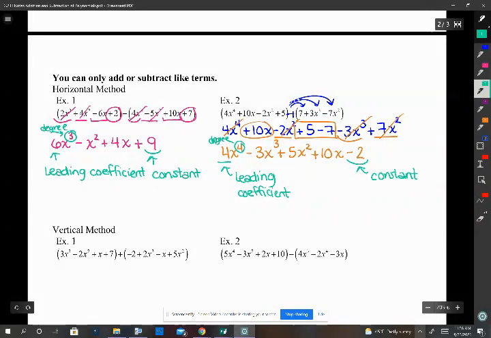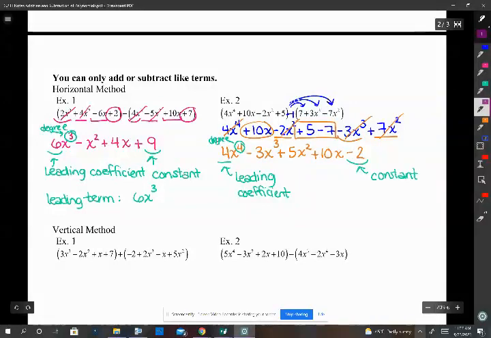I know for my other class there was also a question that talked about the leading term. If you're looking at the leading term, it just means the whole entire first term. So the leading term would be 6x to the third, the whole entire term, or 4x to the fourth when you're looking at example 2. So just in case you see that.